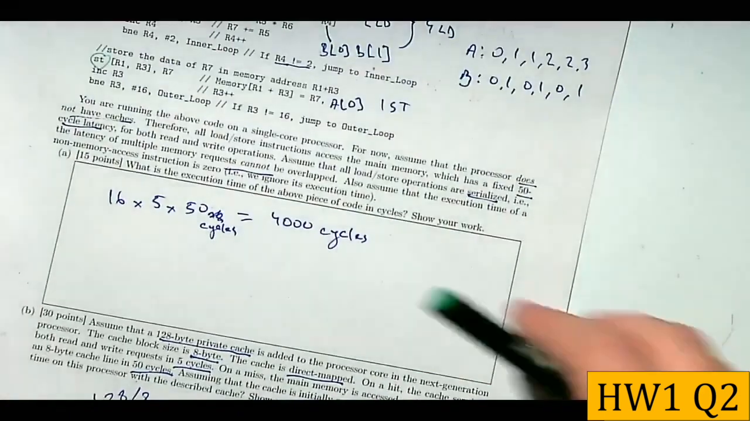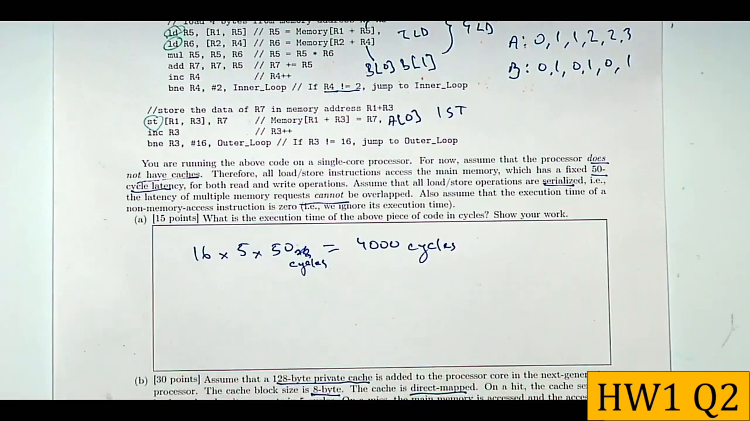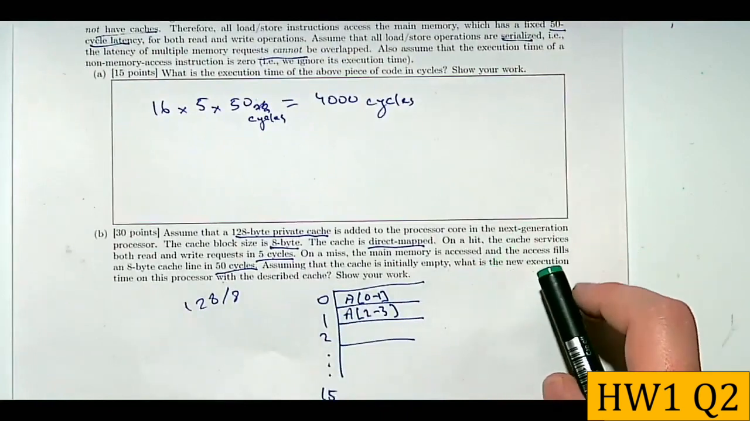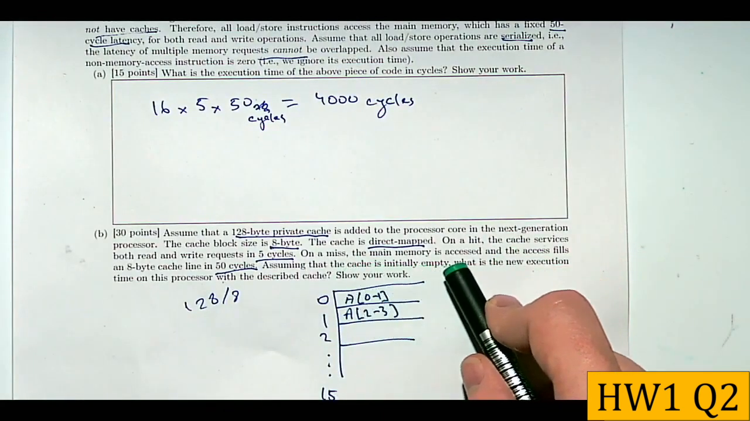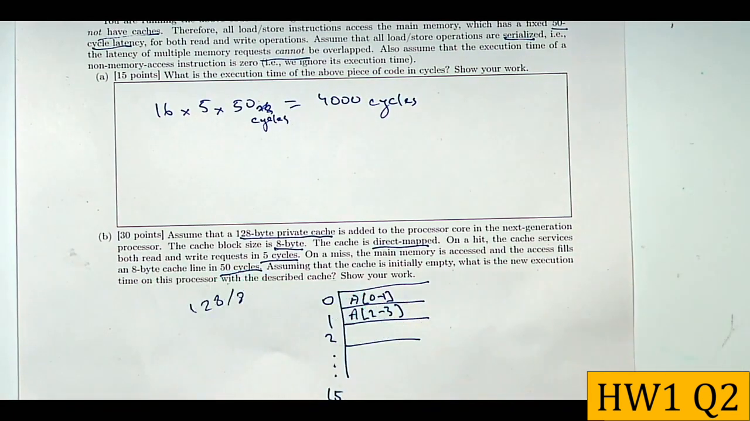Yeah, so I think, I don't remember what we did in the question, but it's not very explicitly stated what happens exactly. In the question, it says, on a miss, the main memory is accessed, and the access fills an 8-byte cache line in 50 cycles. So that will mean you should also apply another 5 cycles to bring the data from the cache to the processor, right? So it should be 55 cycles in total for a miss.